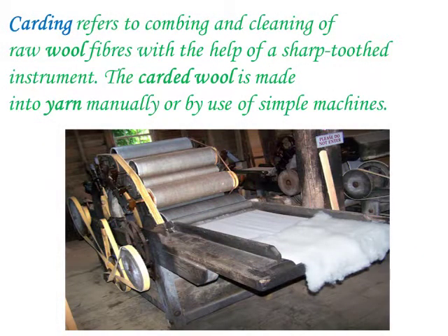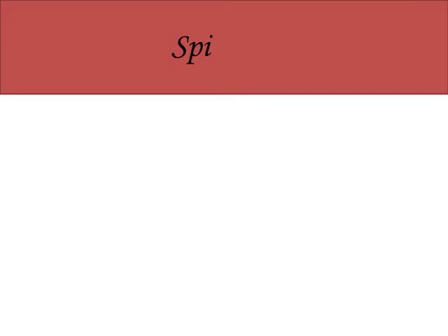So the next step is carding. The washed and graded wool is straightened and passed through a machine. The machine lays the fibers parallel to each other so that they can be easily spun into yarn. Residual dirt and other matter sticking to the fibers are also removed at this stage.